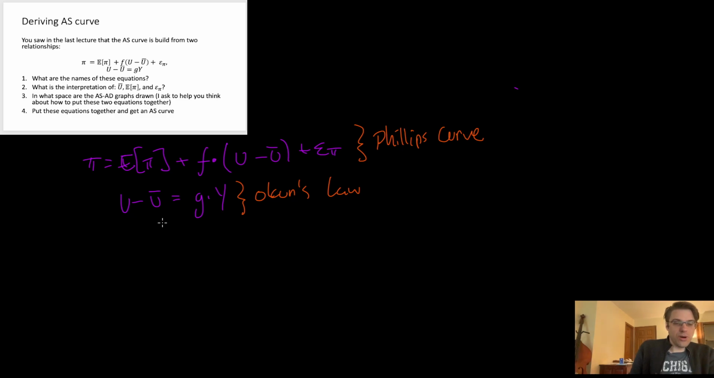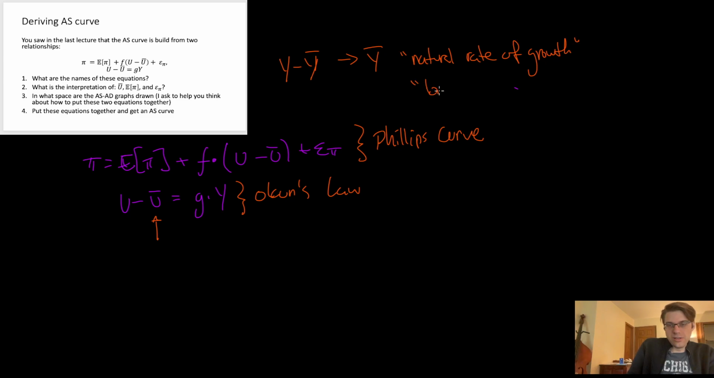Interpretations. We have u bar. So u minus u bar, anytime we have a bar, so you'll see like y minus y bar, and you'll call y bar the natural rate of growth, or the long-term trend, the long-term growth trend.